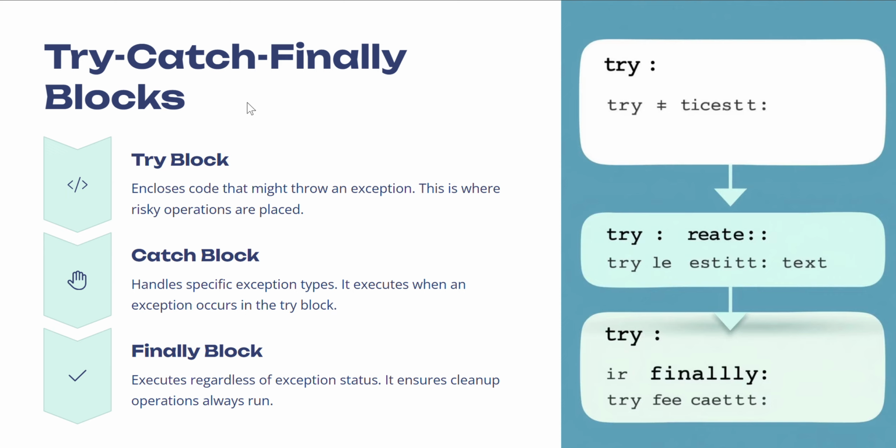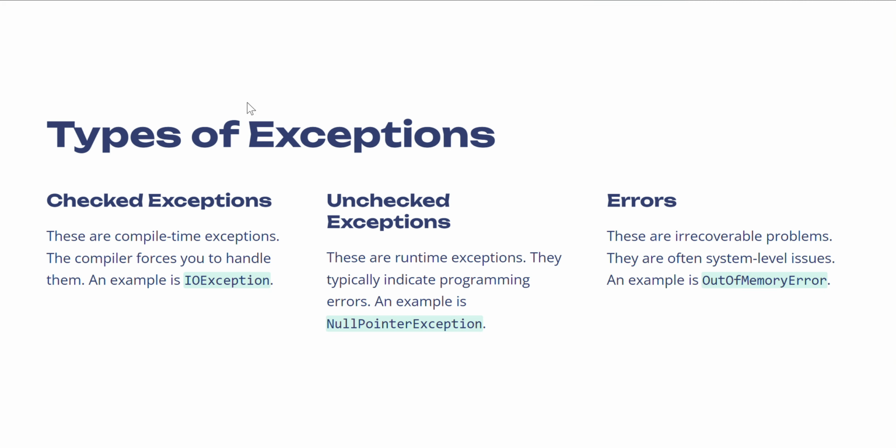Finally block. Finally block executes regardless of exception status. If there's an exception, it also executes. If there's no exception, it also executes. It ensures that cleanup operations always run, that is cleaning the resources or releasing the resources.